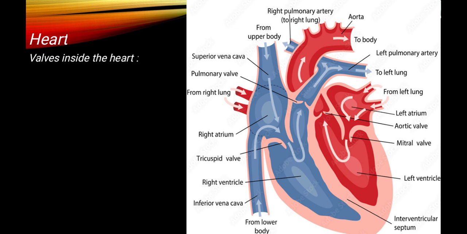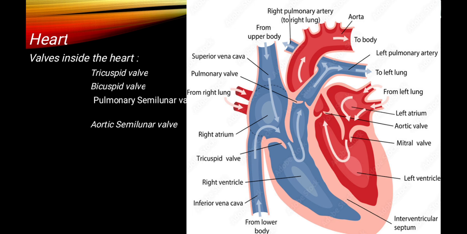Valves inside the heart. The tricuspid valve. It is located between the right auricle and right ventricle. Bicuspid valve. It is located between the left auricle and left ventricle. Pulmonary semilunar valve. It is located at the opening of the pulmonary artery. Aortic semilunar valve. It is located at the opening of the aorta.